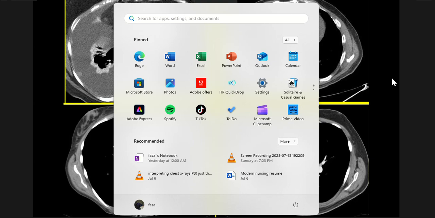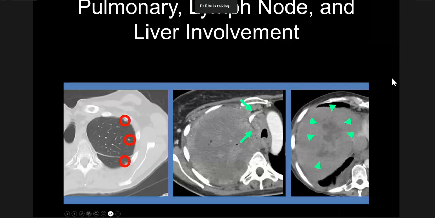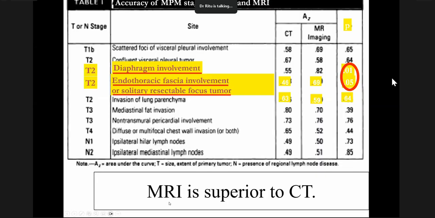It's very, very hard for the surgeon to take it out because it has these tentacles going diffusely into the intercostal spaces, or the endothoracic fascia is diffusely invaded in those patients. Just an example of extensive lymph node involvement, liver involvement, and also lung involvement in these tumors.